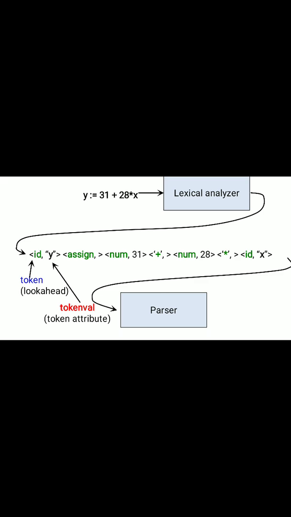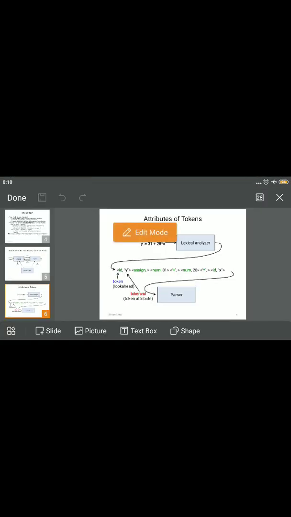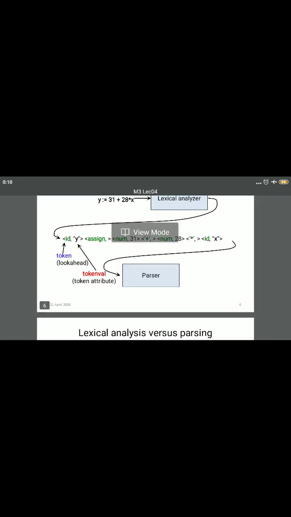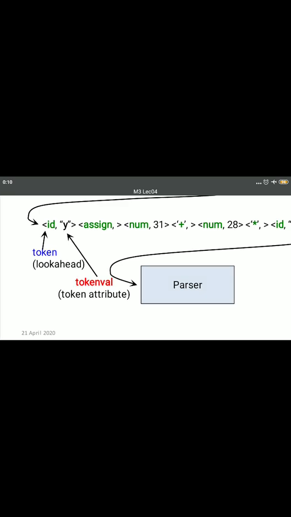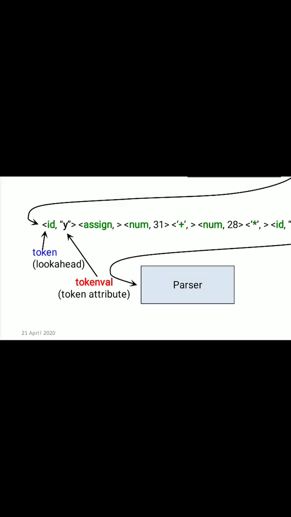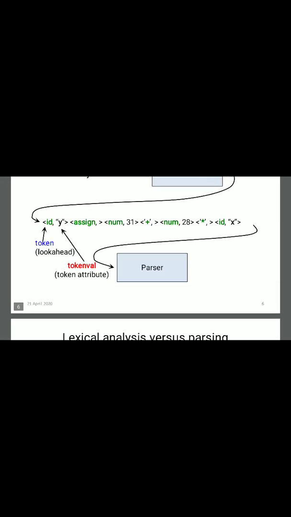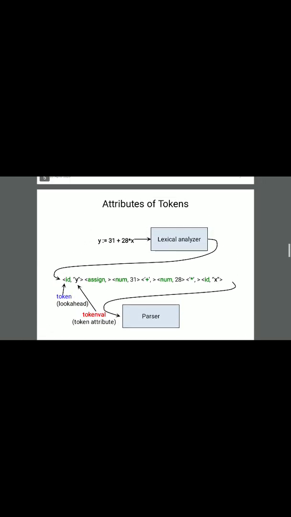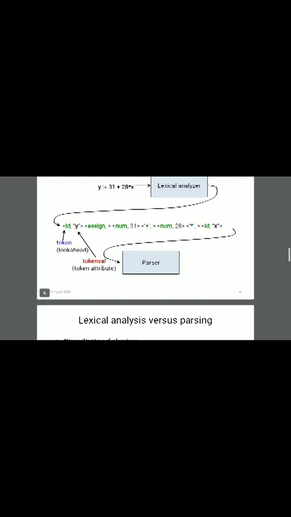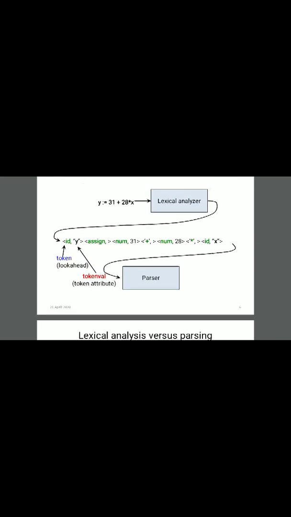Now you can just observe here, we have written id as the token. That's the token name, and then its attribute value is y. Similarly here it is id comma x. Now this will be given as input to the parser. This is just a small example of how your lexer is going to create tokens. We will be studying this in detail, the techniques that the lexer uses to convert this stream of input into respective tokens.